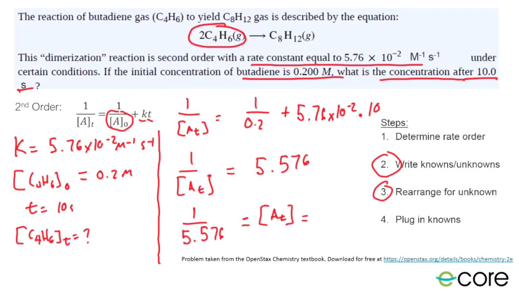And if you plug that into your calculator, you will get 0.179 molar. So notice the concentration dropped. That makes sense. We started at 0.2, and now we're down to 0.179 after 10 seconds. If we let the clock continue to run, that concentration would continue to drop.